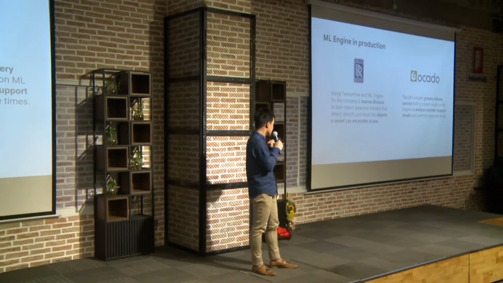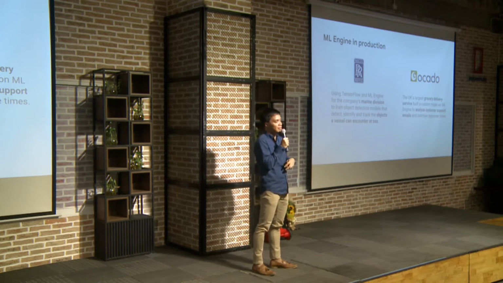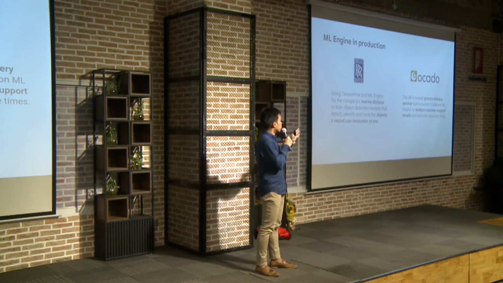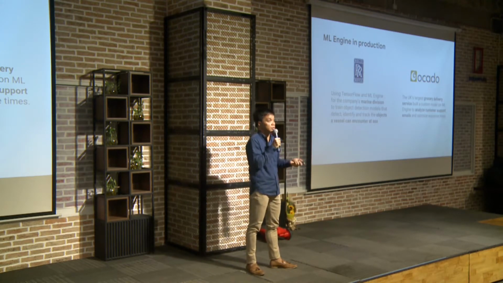ML Engine in production: Rolls-Royce are using this to analyze and train object detection models and to detect and identify tracked objects in the vessel. And you also have Ocado, which is the largest grocery delivery service in the UK, who is using Cloud ML Engine.